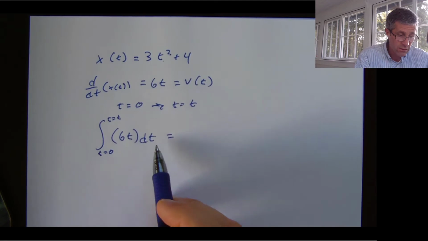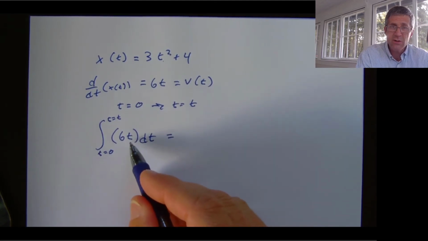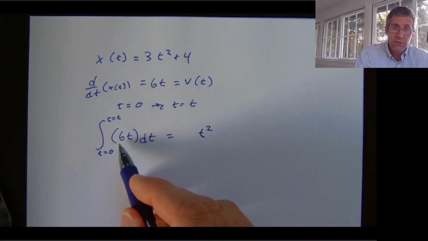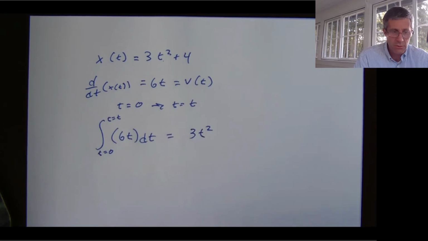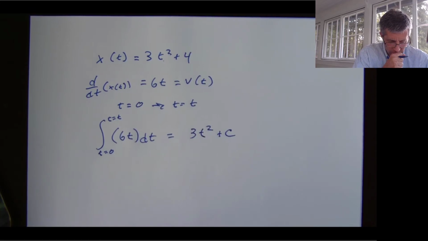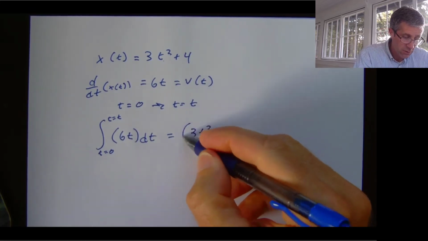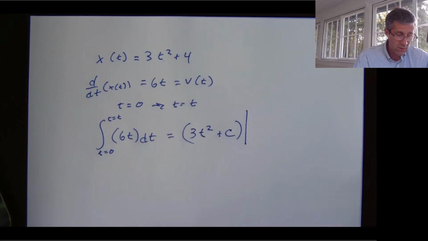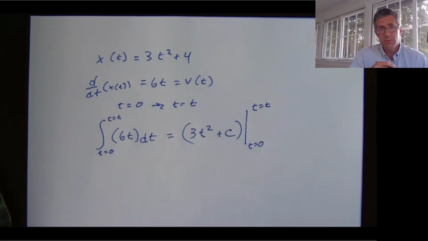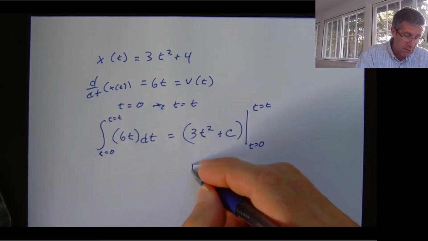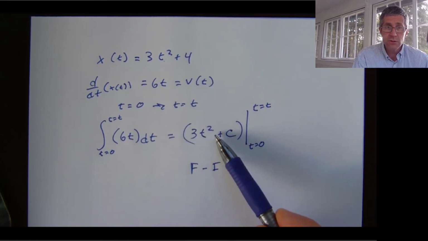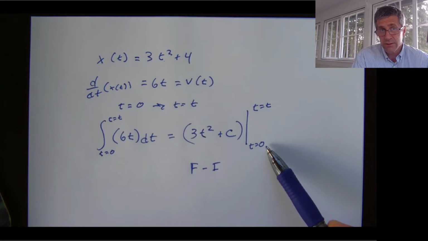So when I do this, I'm going to take the integral of 6t. Remember how I do this? I'm going to add 1 to the exponent, so I'm going to have t squared. I'm going to divide by that new exponent, so I get 3t squared. But I don't know what else is there, so I have some constant there. Because this is a definite integral, I'm going to evaluate this from t equals 0 to t equals t. And by evaluate, we mean final minus initial. So I'm going to plug in my final, get some equation for that, plug in my initial, get some equation for that, and subtract the two.